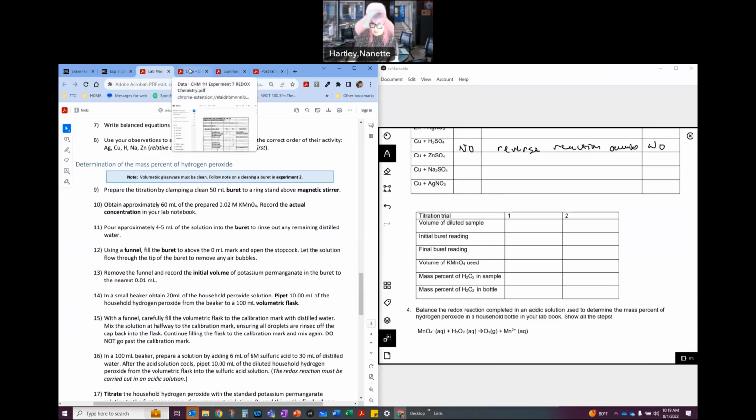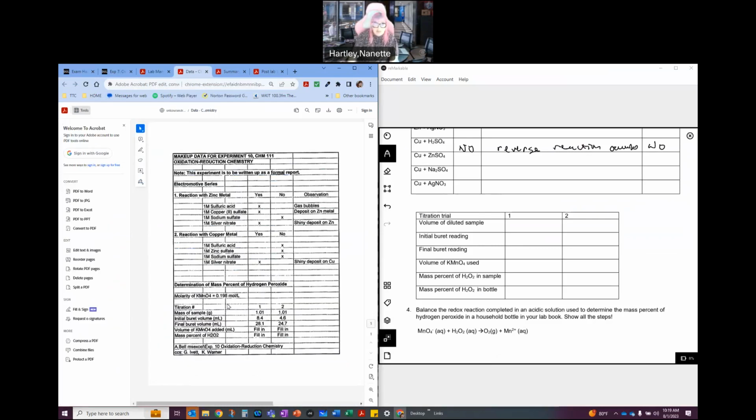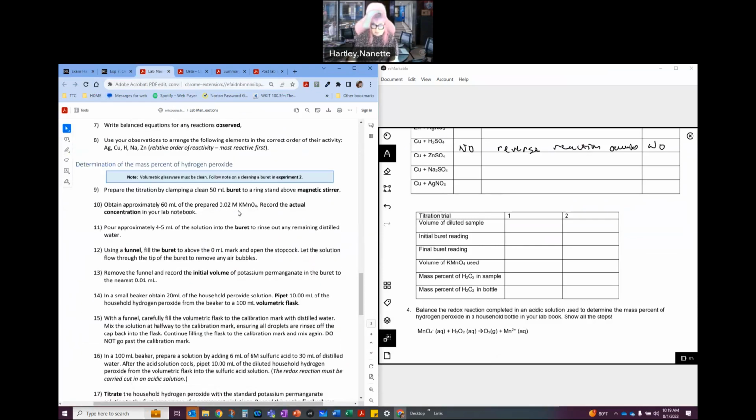And then I come and look at my data. In my data, it says the molarity of the KMnO4 is 0.198 molar. Okay, so it's not 0.02, it's 0.198. And that's different than what it says in the lab manual. So we need to make sure that we're dealing with that when we talk about this. Okay. We're going to pour some of that into the burette. We set that up. Then we remove the funnel and record the initial and final volume. We'll talk about that in just a minute.